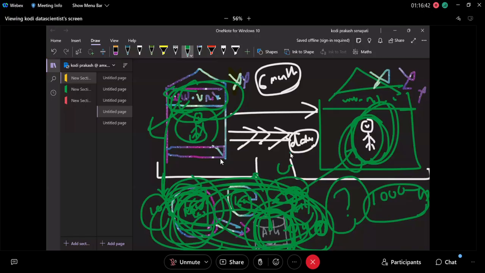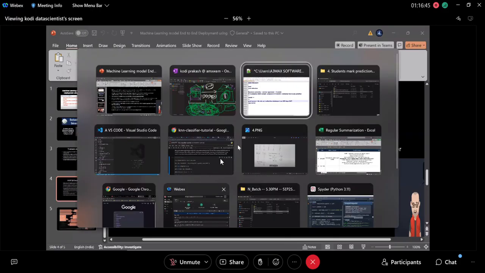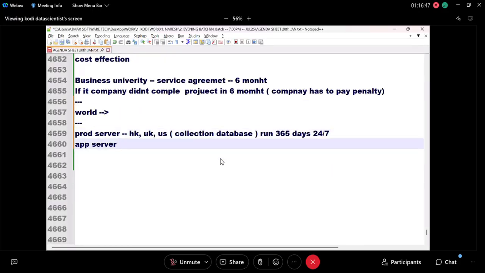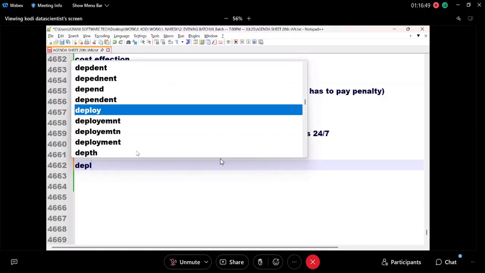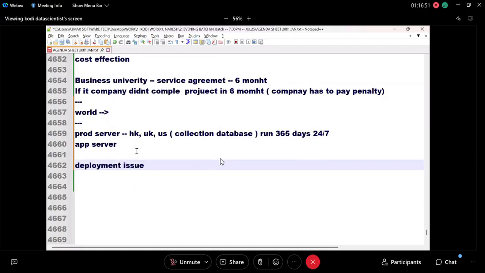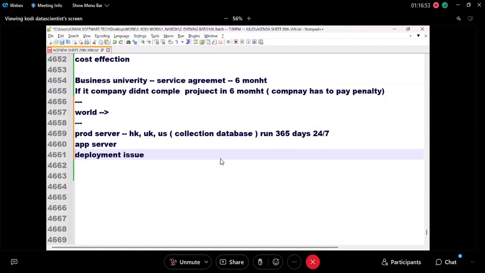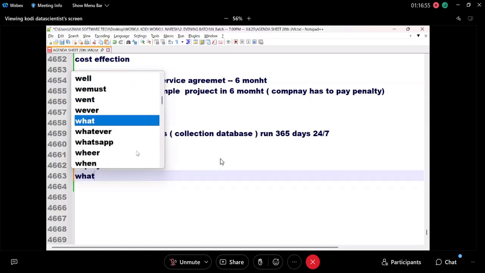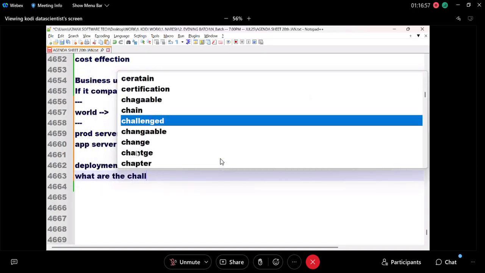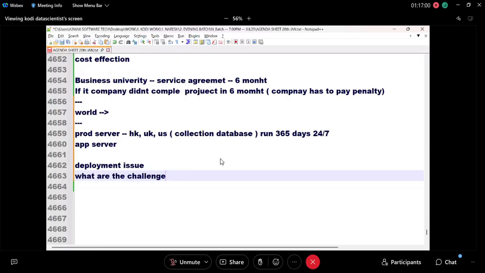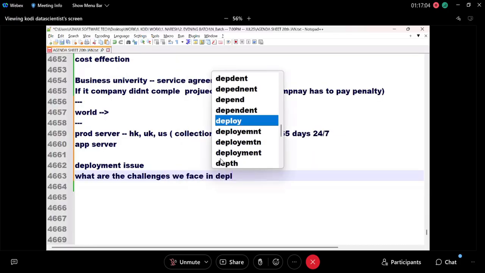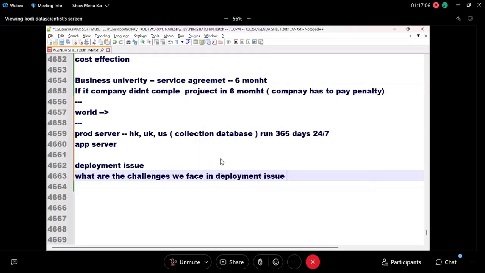So in today's session, we build a project. What is the app server? What is the production server? What are deployment issues? What are the challenges we face in deployment issues? There are a lot of issues, guys.